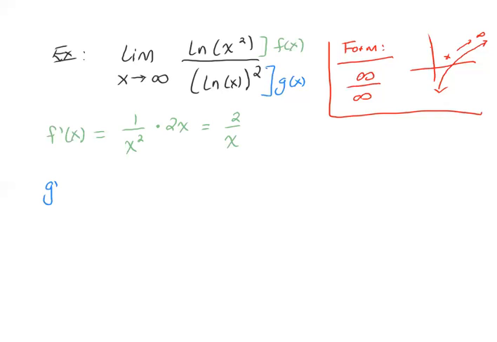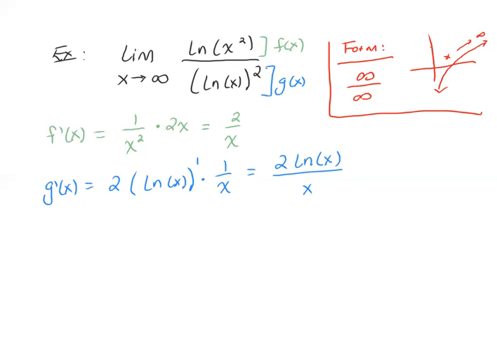G prime, I'm again going to need to apply chain rule, but the outside function is the square portion of this. That's the outside operator. So g prime equals 2 times the derivative of whatever's inside the function, which is natural log of x, all that raised to the 1 power, times the derivative of natural log, which is 1 over x, which I'm going to rewrite as 2 natural log of x over x. Okay.